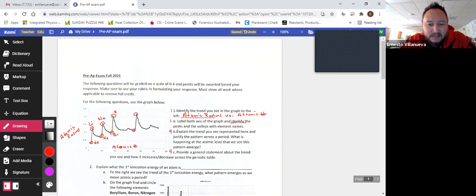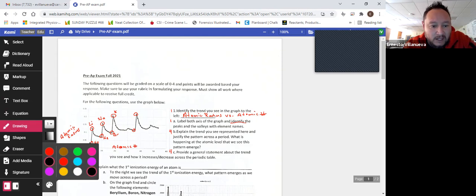Explain the trend you see represented here and justify the pattern across the period. What is happening at the atomic level that we see this pattern happening? One thing I want to make sure we get across, guys, is that a lot of you gave me answers like, well, I see the graph is really high at the peak, and then it goes down to the valley, and then it repeats peak, valley. Basically giving me a rundown of what's happening on the graph. Guys, I can see what's happening on the graph. You need to tell me why this pattern emerges. You need to explain what we see happening across a period.